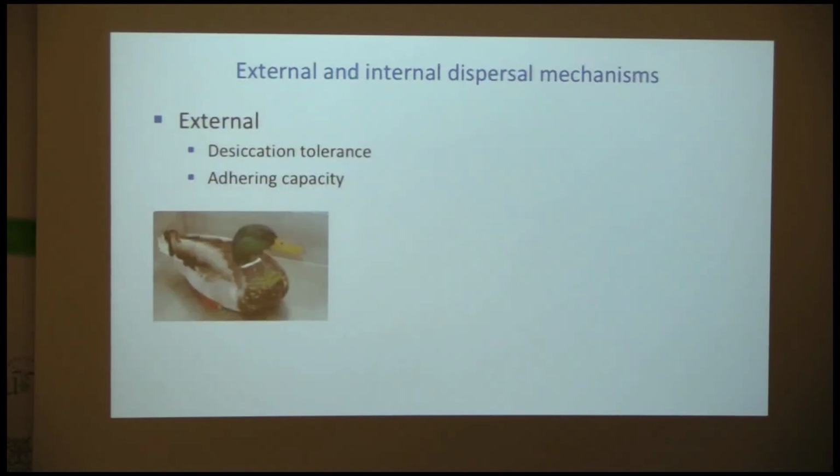Well, then we need to know what they will go through when they are dispersed. For external transport, what you need to tolerate as an aquatic species is to be desiccated, because you're on the outside of a bird and you're flying in the air, so you won't have access to water. You also need to be able to stick to the outside, so you don't want to fall off. So these are two tolerances that you need as a species to be able to transport outside of a bird.